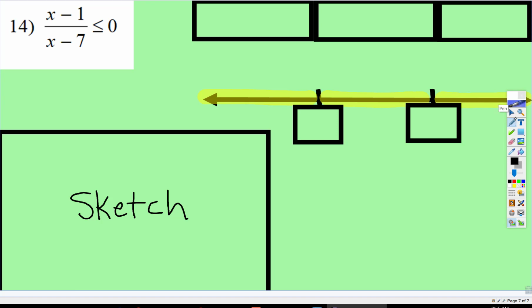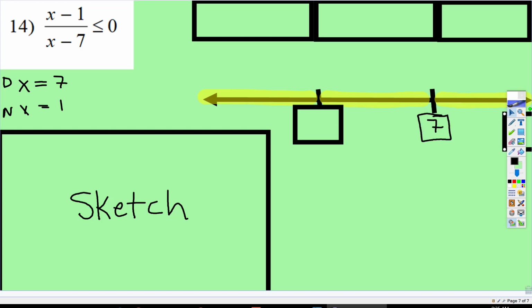But the process of solving is very similar. You find your domain values, and this time the domain is going to be whatever zeroes out the numerator and the denominator. So the inverse for the denominator, the inverse of -7 is 7. For the numerator, the inverse of -1 is 1. So 7 is larger than 1.